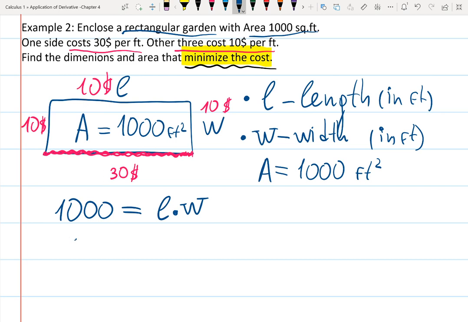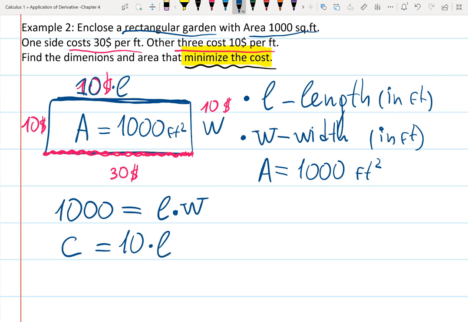Objective function seems to be a cost function, and I will call it C. Let's build the cost function. The cost function will be how long this side, L, times 10. Because if this side is L feet, and I need to pay $10 per foot, then this one side will be $10 per each foot, which is L.